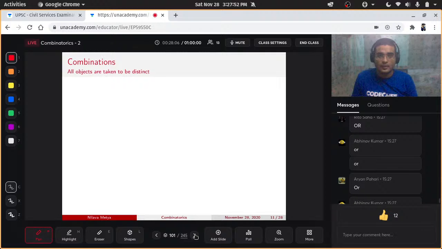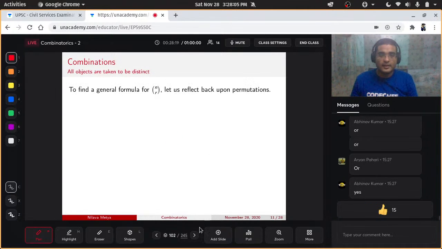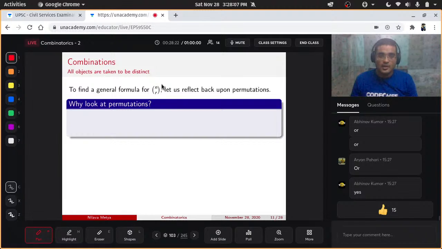Now we come to the formula. If I'm taking all objects to be distinct, I won't mention it again and again. So to find a general formula for n choose r, we all know what n choose r is. Let me recall: choosing r objects out of n objects, and when I say objects, distinct objects.